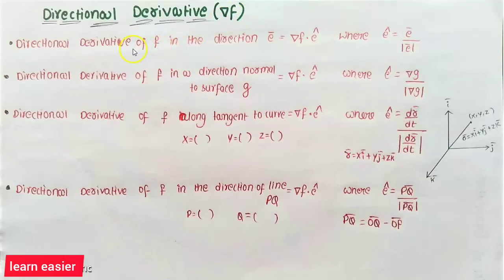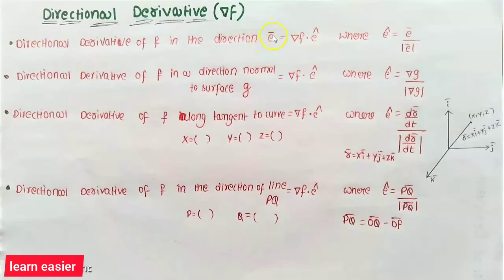The problem that we can get in our examinations based on the directional derivative is the directional derivative of f in the direction of e bar. So we have to calculate the directional derivative of f, that means del f, in the direction of e bar. Then we have to take del f dot e cap, where e cap is e bar by modulus of e bar.